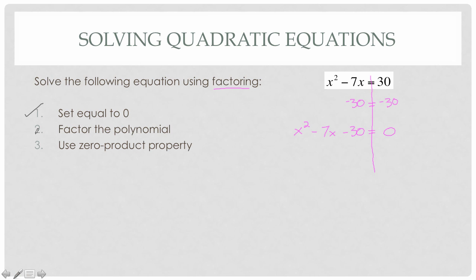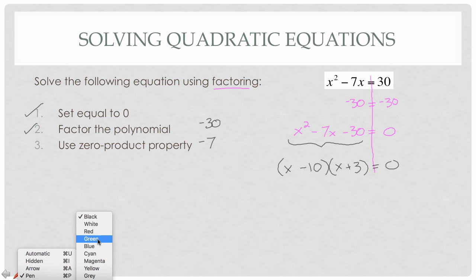Now, step 1 done. Now I'm going to look to see, can I factor the trinomial on the left here? Well, this is a trinomial, 1, 2, 3 terms. It's an easy one. The leading coefficient is 1. So what are two numbers that multiply to negative 30 but add to negative 7? My numbers are going to be negative 10 and 3. So this factors into x minus 10 times x plus 3. And there we just factored the trinomial.